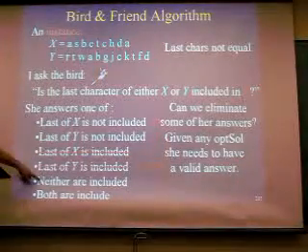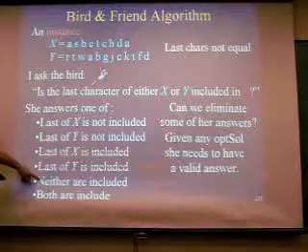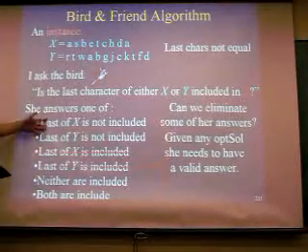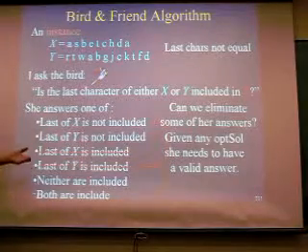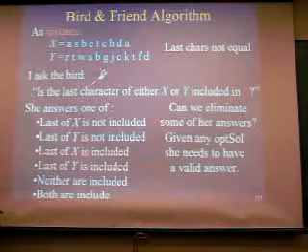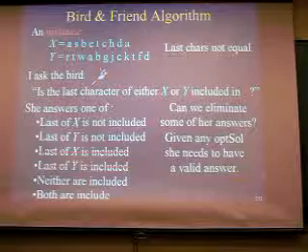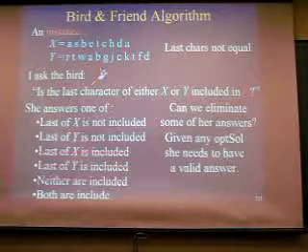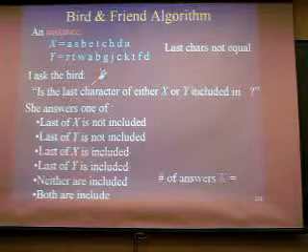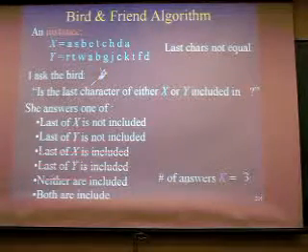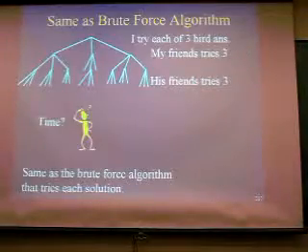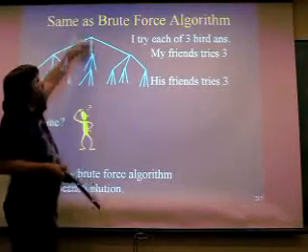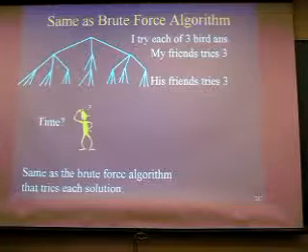What about neither included? Well, if neither included, she could say the last of X is not included or the last of Y is not included. So we can eliminate that one. And so now we have a smaller list. How many bird answers are there? We only have three, right? So if we ran this algorithm, we try all the three bird answers and our friend tries the three and the friend tries the three.